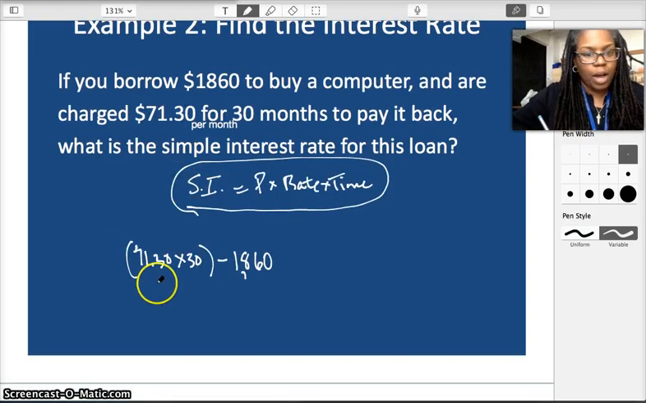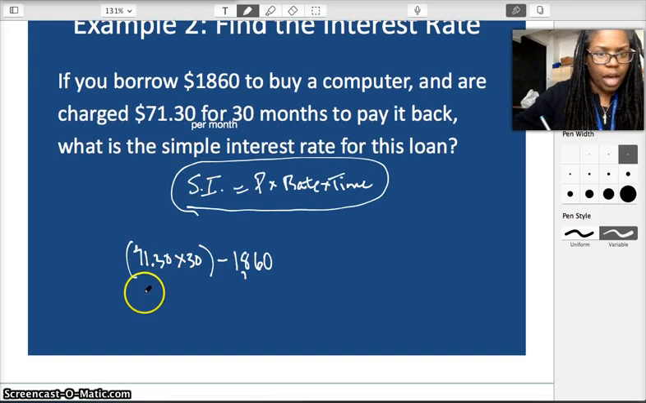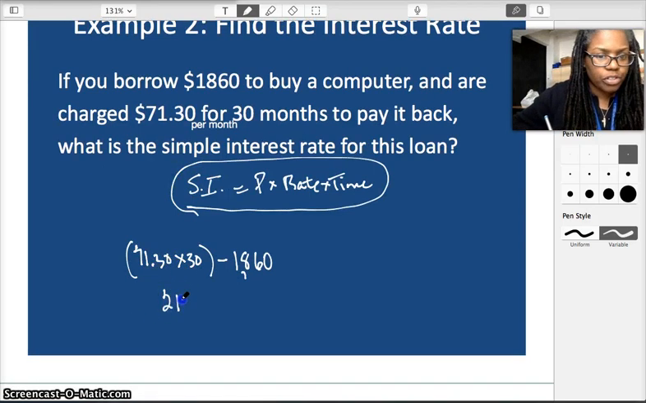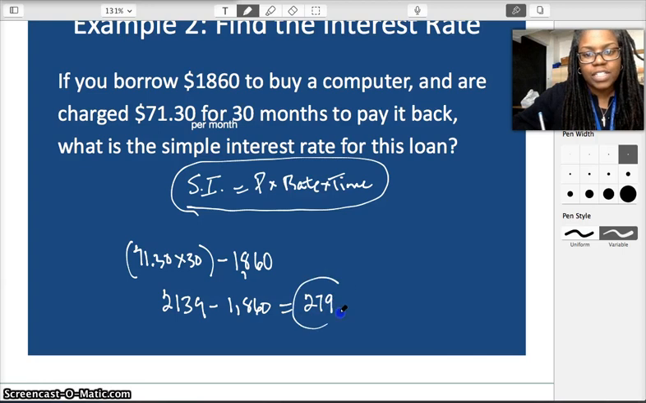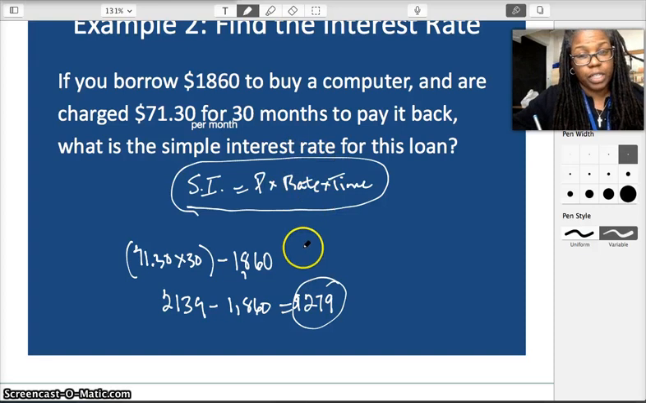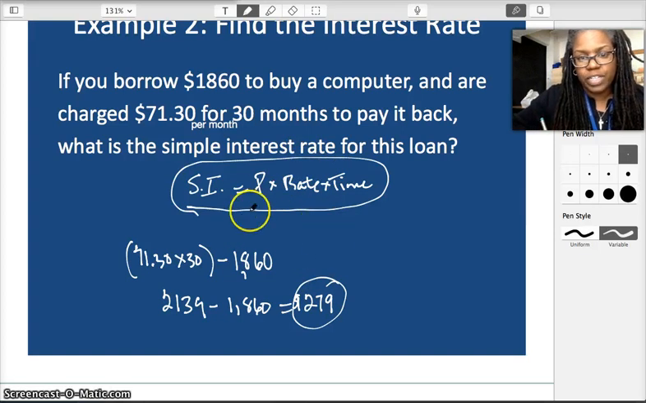And so when I multiply 71.3 times 30, I get 2,139, and I'm going to subtract from that $1,860, and I get a balance of 279. This 279 is the interest, is the extra that I'm paying. But I need to figure out what the rate is. What is the rate that I was given when they told me the yearly rate is what we're going to look for? So that's going to also require us to do some cool things.